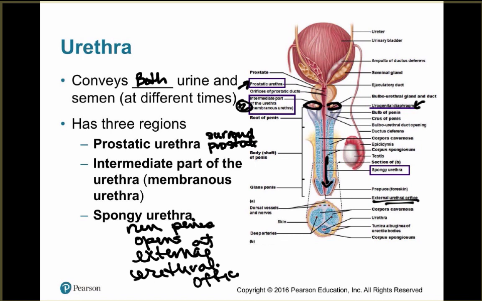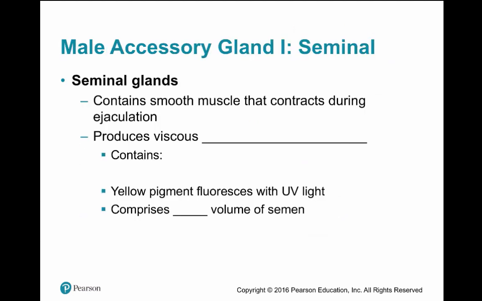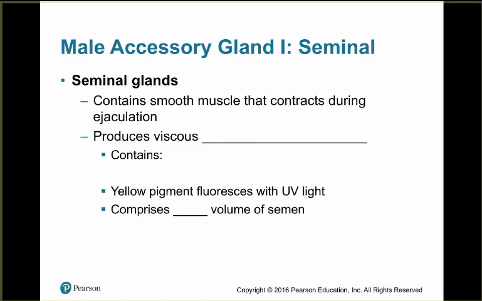So I mentioned the prostate gland, right? And so there are a lot of accessory glands that help with both nourishing the semen or the sperm, and to help move it through and give everything that it needs to work correctly. So let's talk about the male accessory glands, and we're going to start with the seminal gland first. So the seminal gland is on the posterior bladder surface. It contains smooth muscles that contract during ejaculation. And it's important because it produces viscous alkaline seminal fluid.